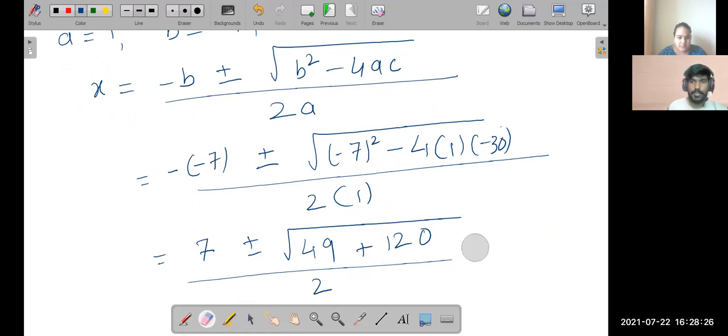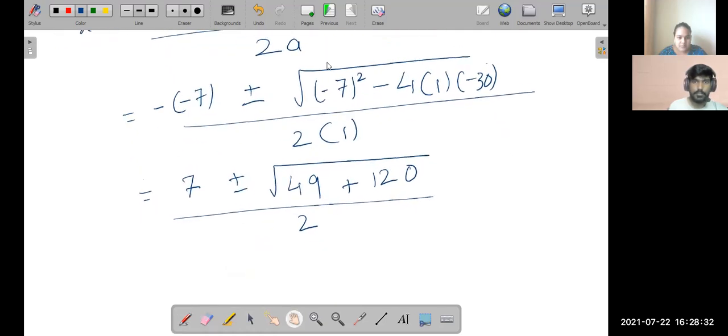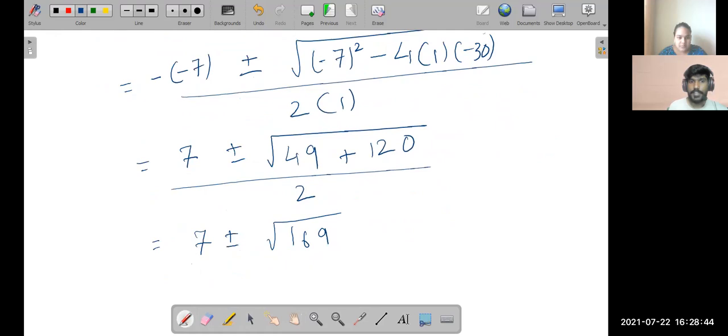Is it clear up to here? Yes or no? 49 plus 120 is 169, divided by 2. And you know what is the square root of 169?